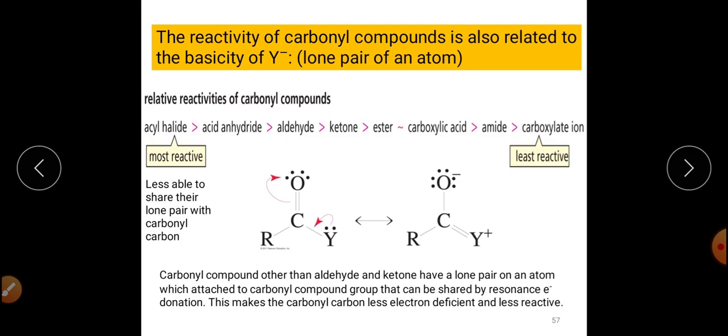We know that besides aldehyde and ketones, there are many groups that contain carbonyl carbon, and these groups are acid halides, acid anhydrides, esters, carboxylic acids, amide, and carboxylate anion. All these compounds or ions contain carbonyl carbon, so they can undergo nucleophilic substitution reaction or nucleophilic addition reaction depending upon their type.